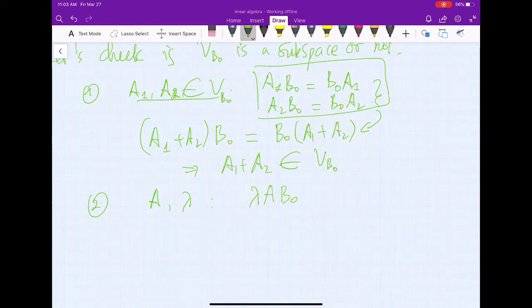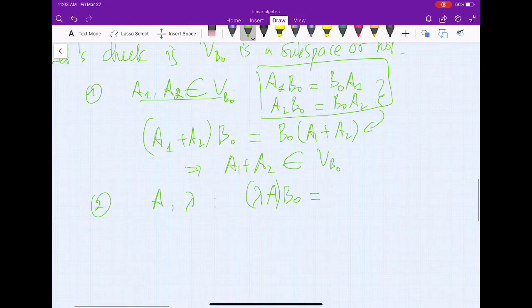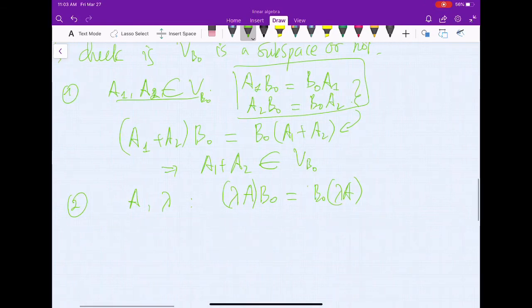And you need to check if A lambda belongs to VB0 or not. So that means we need to check the following identity. B0 lambda A. Right? But this is also obvious. Why? Because lambda is just scalar.